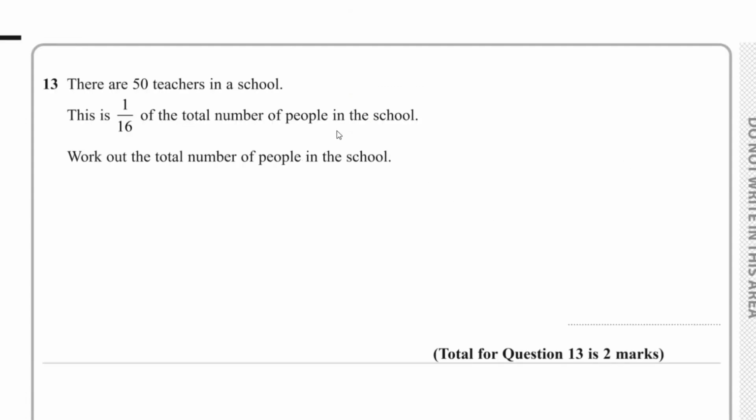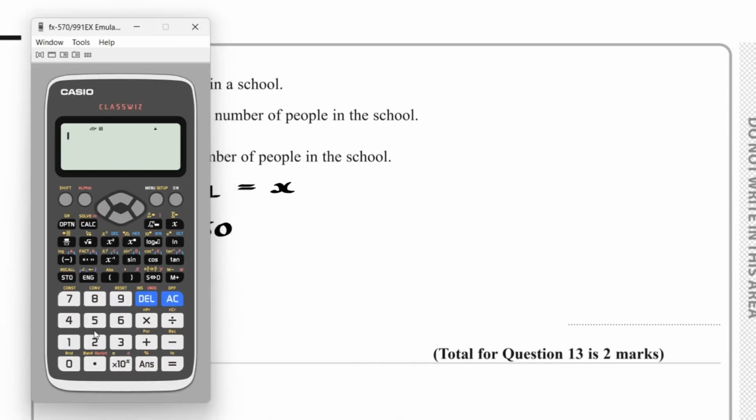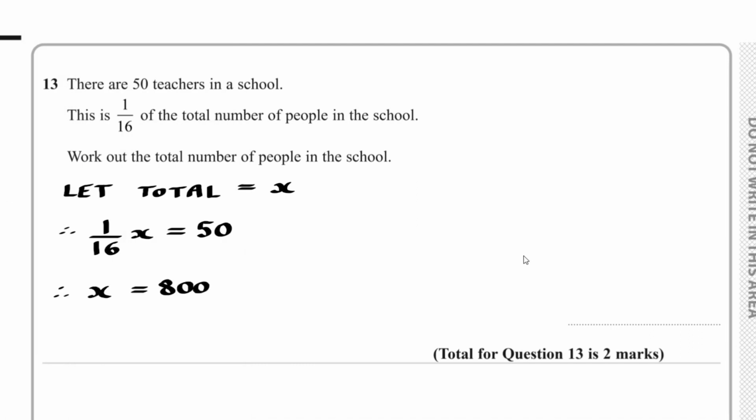Question number 13. There are 50 teachers in a school. This is 1/16 of the total number of people in the school. We have to work out the total number of people in the school. If I let the total number of people equal x, then I've got 1/16 of x, which is equal to 50. And what I need to do is multiply 50 by 16 to find out the total. The total, you can see then, is 800. So the total number of people in the school is 800.